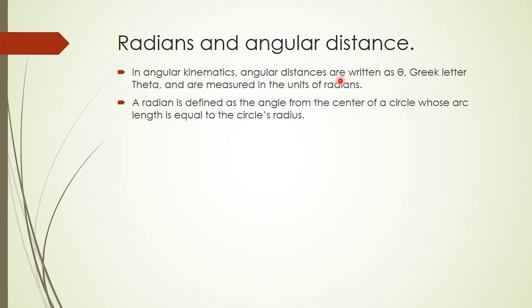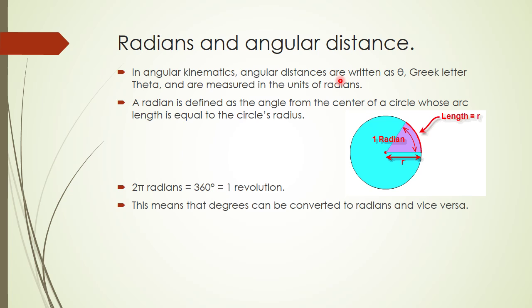A radian is defined as the angle from the center of a circle whose arc length is equal to the circle's radius. So let's see a picture of that. Here we go. If the circle's radius is r and the arc length is r, then that angle distance right there in the purple shaded region is 1 radian. That's the definition of it.